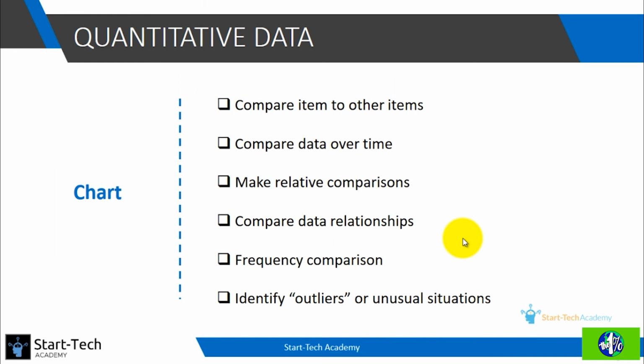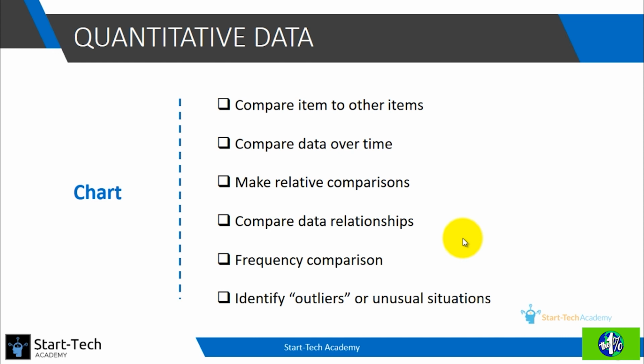The first category is when we want to compare one item to another item. For example, a chart may compare sales in each of the company's sales regions. So we may want to compare the sales performance in the north region versus the south region. Second is comparing data over time. For example, a chart may display sales by months and indicate the trends over time.